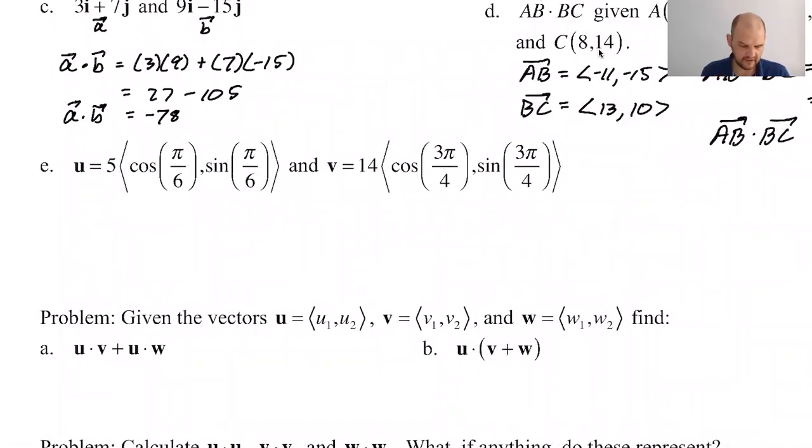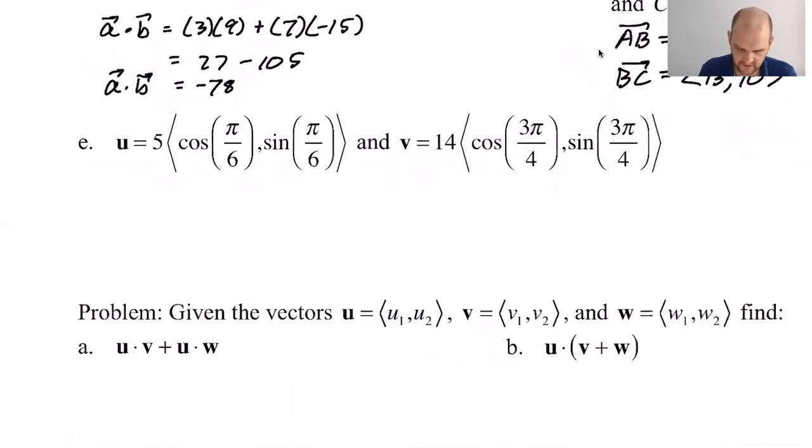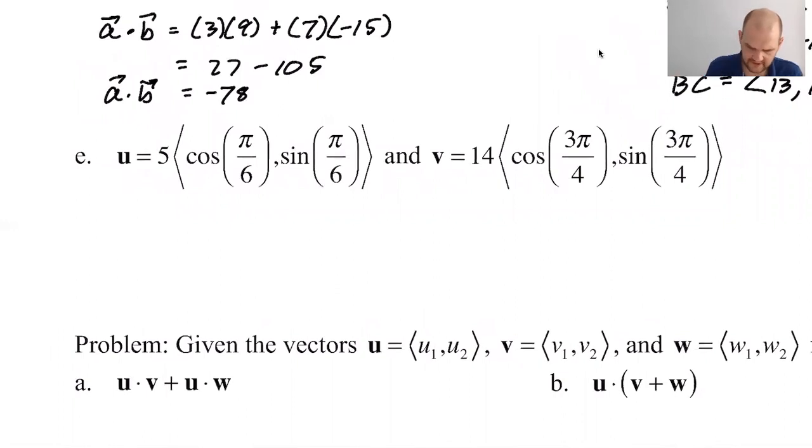So u is 5, and then we have the unit vector in terms of the direction angle. I know what the cosine of pi over 6 and the sine of pi over 6 are. Those are unit circle angles, so we know them. 3 pi over 4, same deal. But I don't want to do that, because I just want to try to learn something here. So I'm just going to go for it and see what happens.